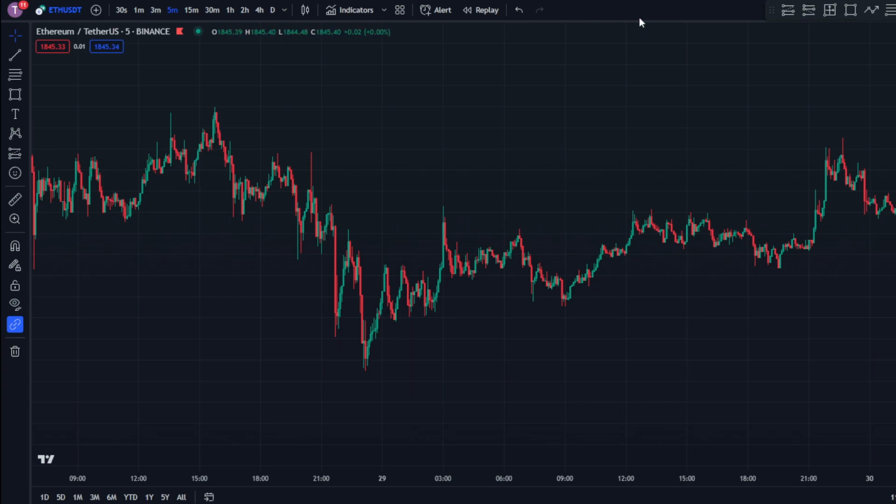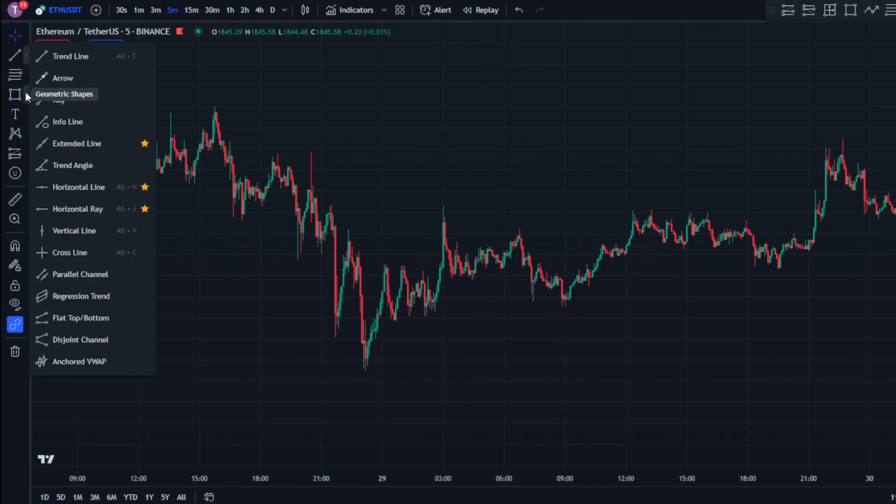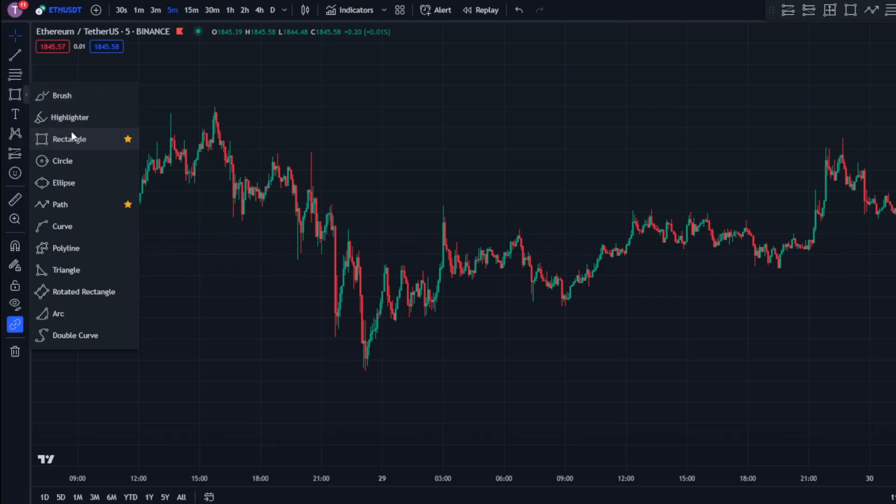So for my normal trading videos, usually I add a lot of indicators, but for this video we'll be only using two things, which is your rectangular box. You can find the box when you click on these geometric shapes here. Just click on the rectangle.